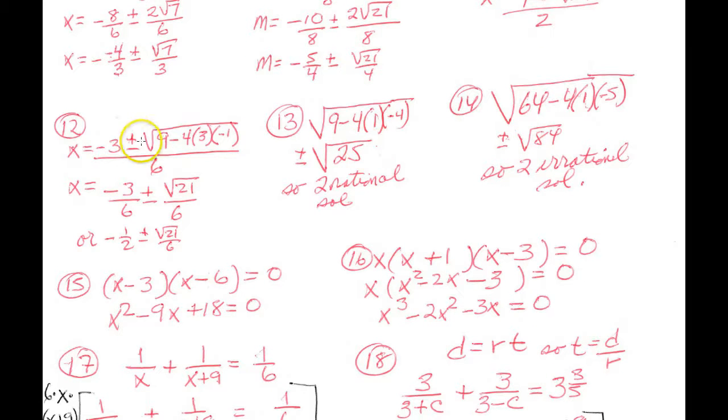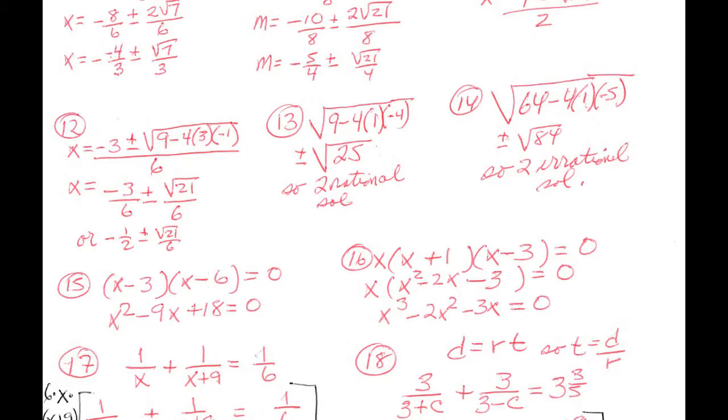All right, there is 12. Now, interestingly, in your test paper, they have this answer. They left it all over 6. I would also accept this. You could reduce the negative 3 over 6 to a negative 1/2. This way is okay as well.